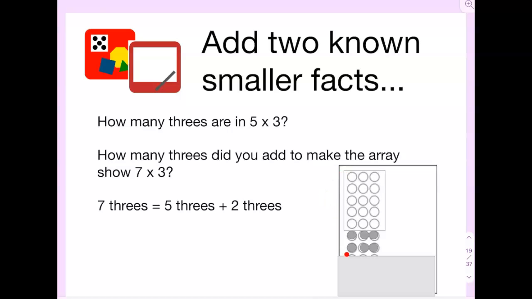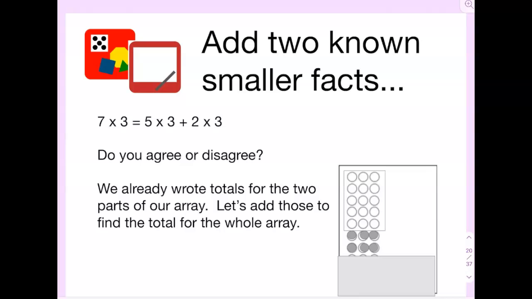So this whole thing, we had 5 3's. We added 2 3's. 5 3's plus 2 3's is equal to 7 3's. So our fact that we're trying to solve here is 7 times 3. Right here, 7 times 3. That is our whole array. And we can solve that by doing 5 times 3 and adding 2 times 3 together.